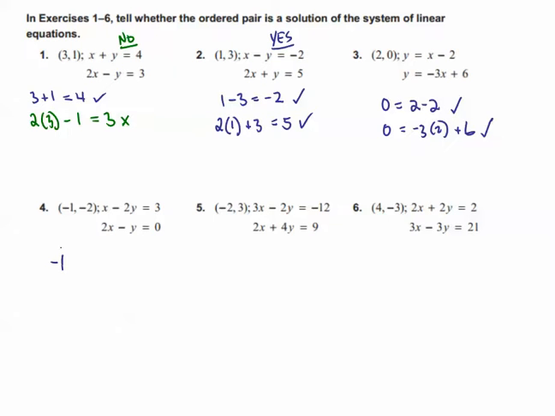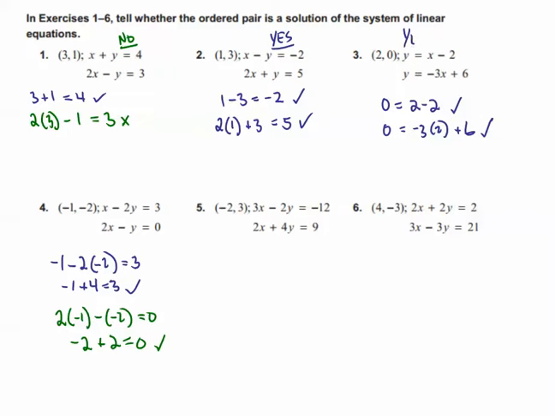X is equal to negative 1 minus 2 times y, which is negative 2. Does that equal 3? Well, we get negative 1 plus 4, and that in fact does equal 3. Then we have 2 times negative 1 minus negative 2, and does that equal 0? 2 times negative 1 is negative 2 plus 2, and that does equal 0. So that one checks.